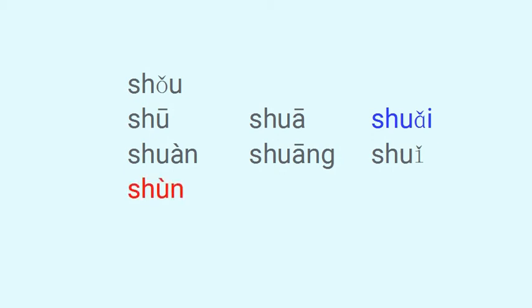Shun has the combination of alphabet UN form, so Shun is pronounced as Shun. Shuo is pronounced as Shuo. Please compare the pronunciations of this Shuo with Shou before.